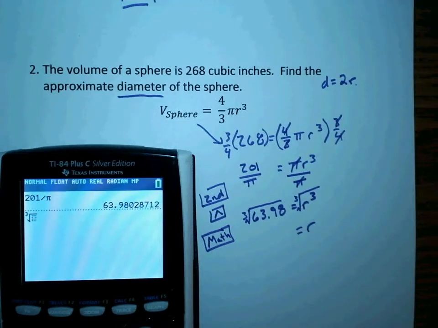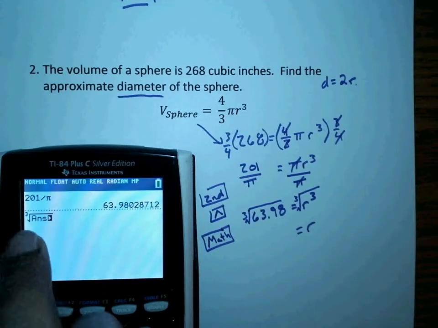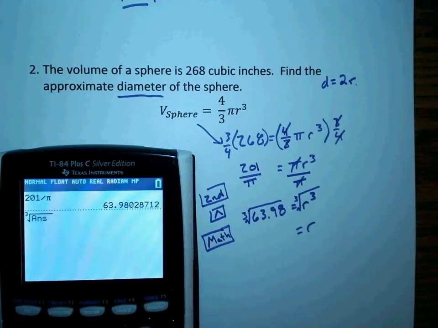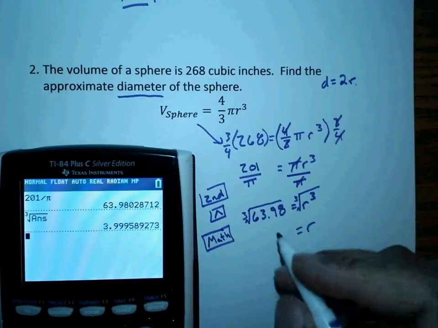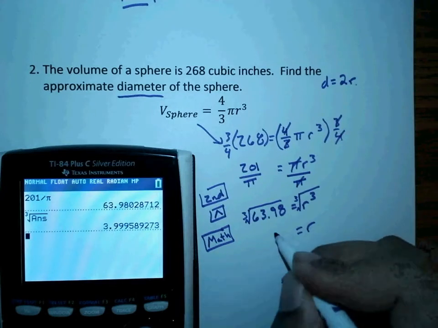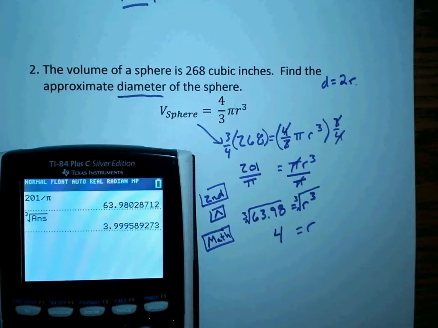Or if you wanted to, I can hit second and then the negative sign. And that will take my answer from the previous and put it automatically there. So whichever one you prefer. So we get 3.9995. So 3.999 is basically just 4 if we round it. So the radius is 4.